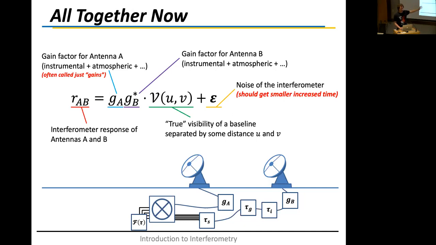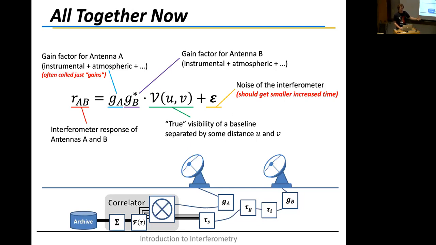So when we build our correlator, we typically sum together over multiple measurements. At the SMA, it tends to be tens of seconds, because we trust that everything on the left-hand side remains constant and the noise should just go down over those tens of seconds. And then the output of the correlator gets put into our archive, which is the thing that you actually look at.